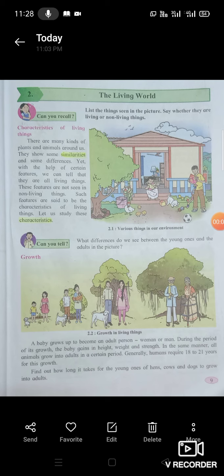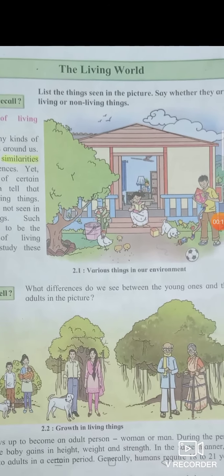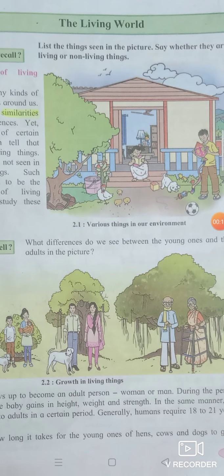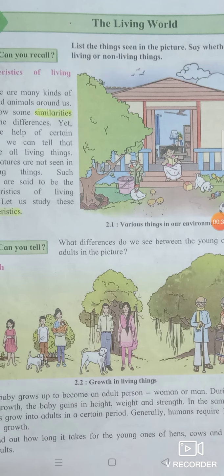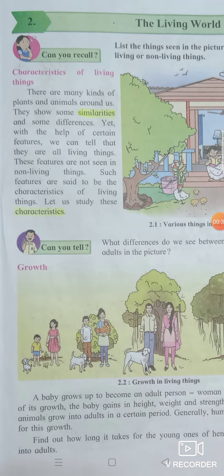Today I am going to teach you the second lesson, the living world. List the things seen in the picture, say whether they are living or non-living things. We can see in 2.1 various things in our environment. Here girl, boy, chickens, hen, dog or puppy, tree, birds, these all are the living things.